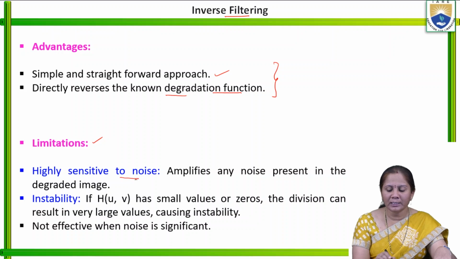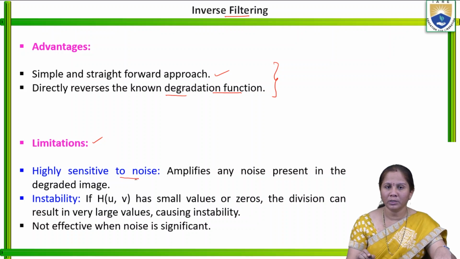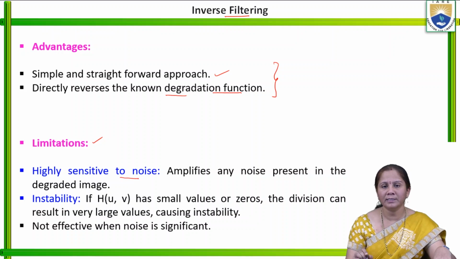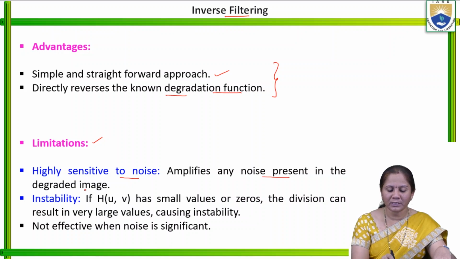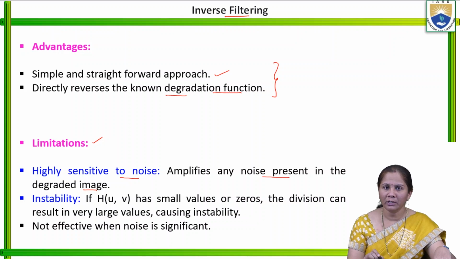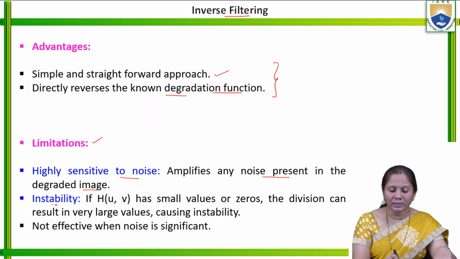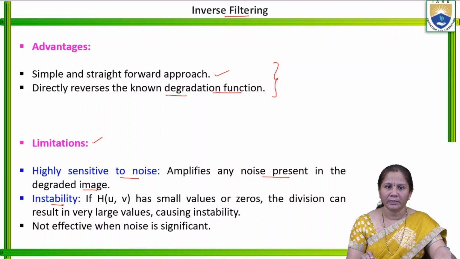It is highly sensitive to noise, because we have seen in the mathematical analysis that the formula consists of the noise term N of u comma v. It amplifies any noise present in the degraded image because it is a restoration filter. And it has instability.